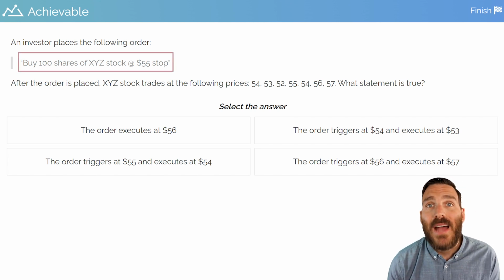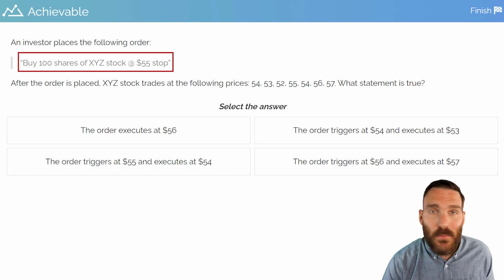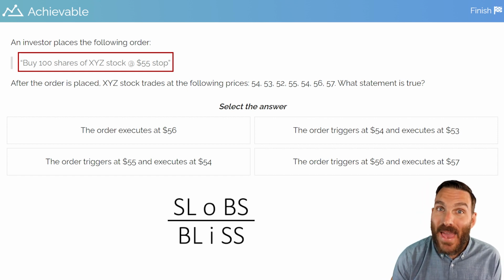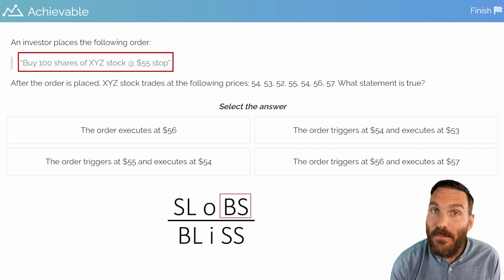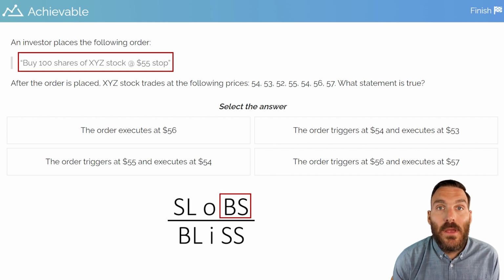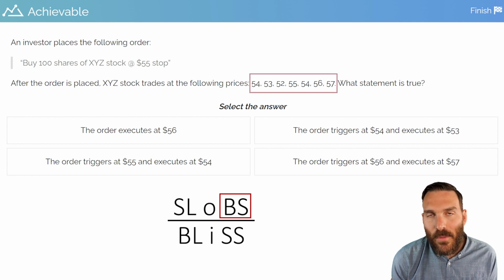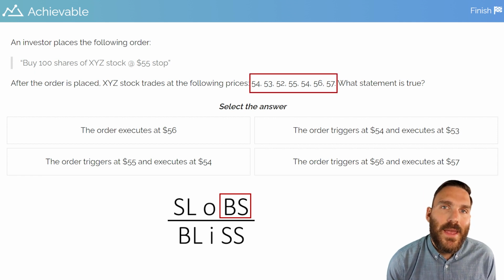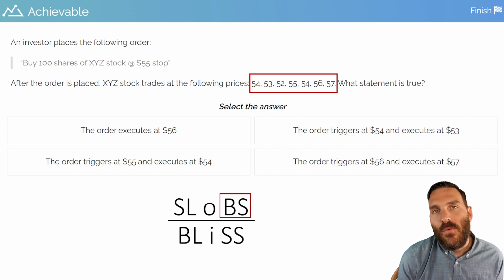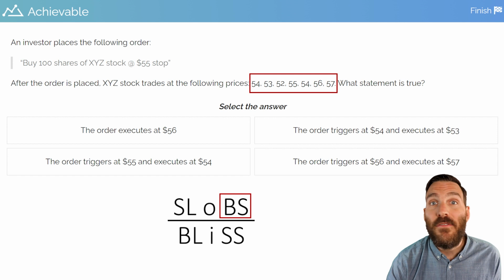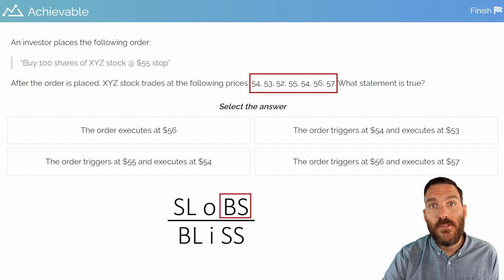Obviously, we have a buy stop in front of us. It's right in the order. We don't even need to guess. And we'll go back to our friend SLoBs over BLiSS. Again, BS is above the line. That stands for buy stop. So that tells us we're looking for the market price to get to 55 or above for the order to initially trigger. When we look at the market prices provided at the bottom of the question, we need to read it from left to right and think about these basically like they're given to us in a chronological order at the time. And we just need to remember we're looking for 55 or above for the order to trigger.